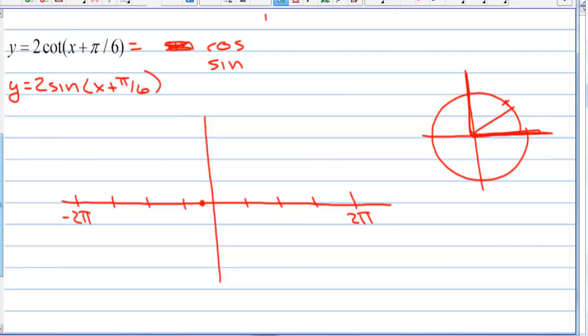Push to the left. And I'm graphing sine, so I'm at 0. Here's 1, here's 2. Negative 1, negative 2. And then up to 2, back to 0, down to negative 2, back to 0.